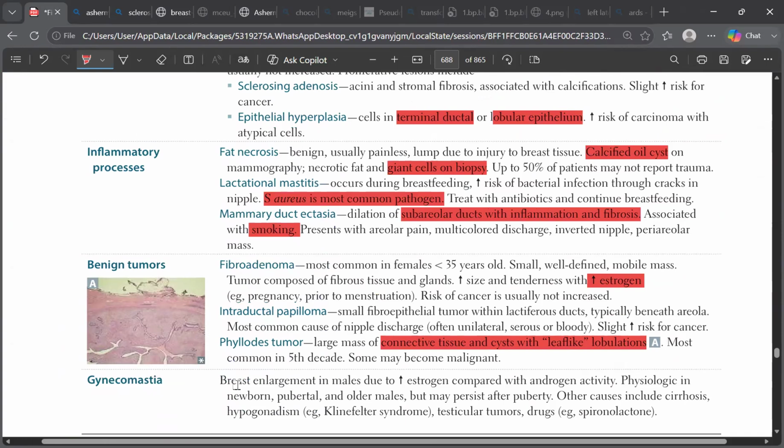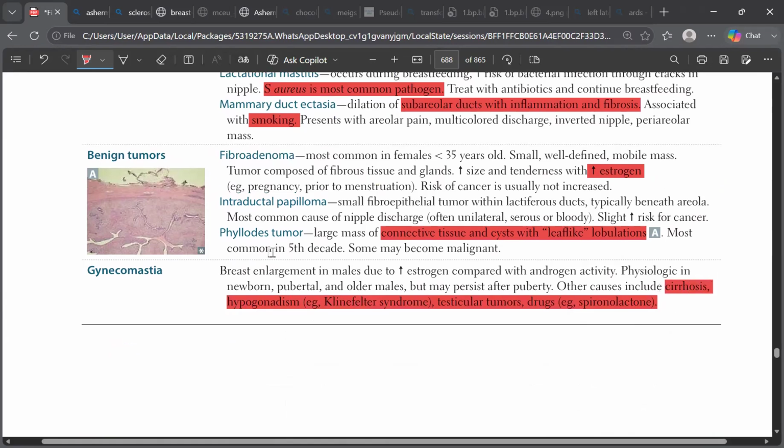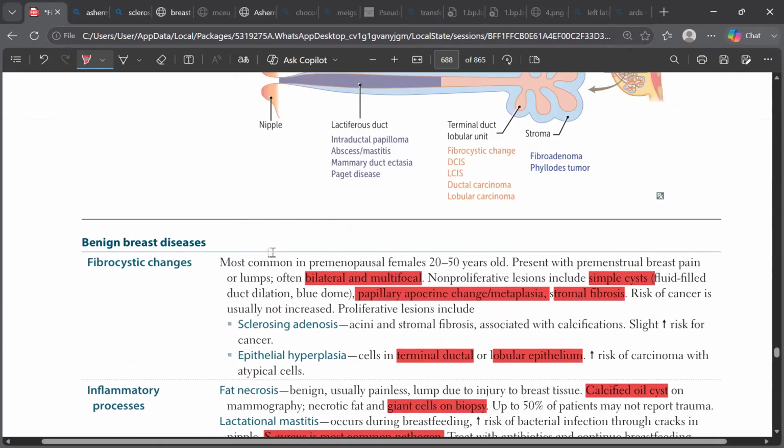Now, gynecomastia is breast enlargement in males due to increased estrogen compared with androgen activity, physiologic in newborn, pubertal, and older males, but it may persist after puberty. Other causes include cirrhosis, hypogonadism, for example in Klinefelter syndrome, testicular tumors, and drugs such as spironolactone. These are the causes of gynecomastia, which is the breast enlargement in males. So all of these were benign conditions related to breast.